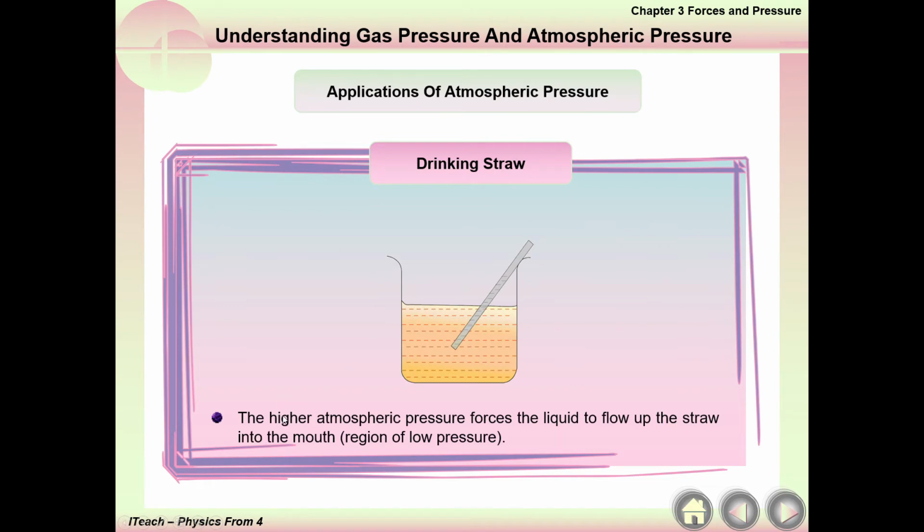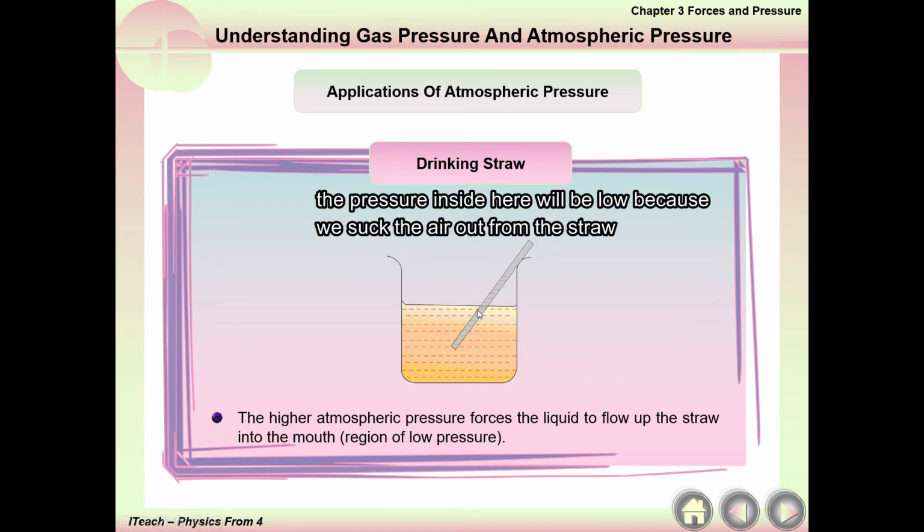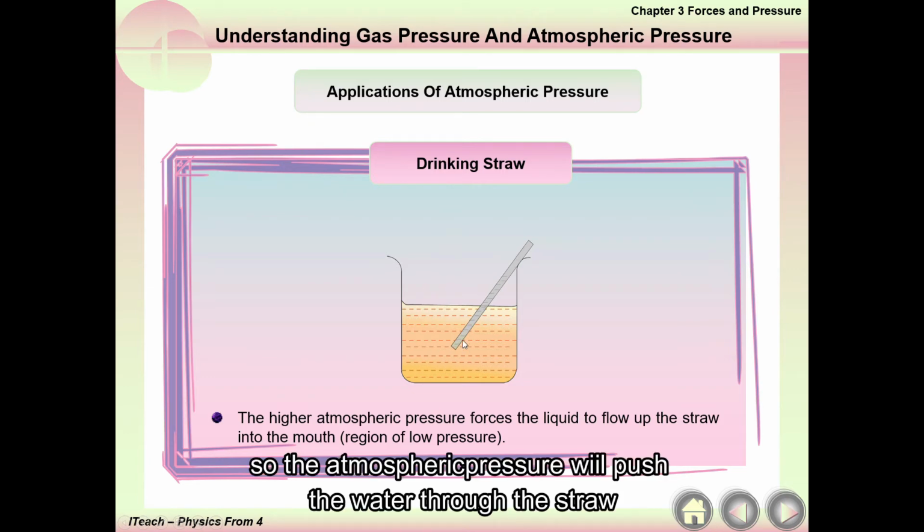Next, drinking straw. The higher atmospheric pressure forces the liquid to flow up the straw into the mouth, because the pressure inside here will be lower because we suck the air. So the atmospheric pressure will force the liquid to go into the straw.